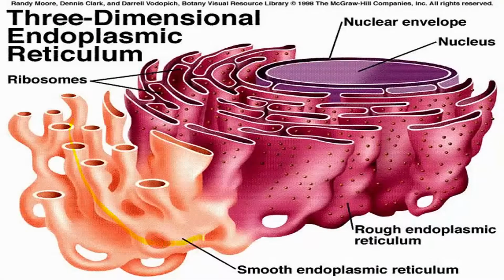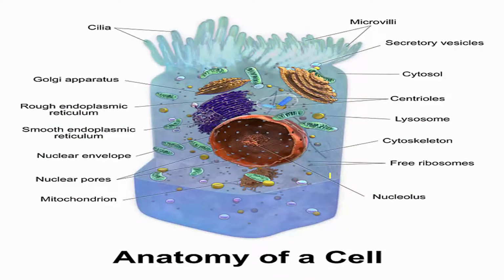This, as you can see, is the smooth endoplasmic reticulum, and this is the rough endoplasmic reticulum. The rough endoplasmic reticulum has ribosomes attached to it, and that's how it got its name. This is where we can see the smooth endoplasmic reticulum right here.